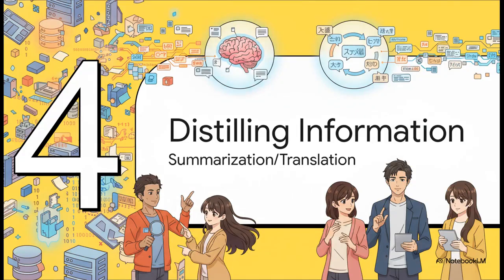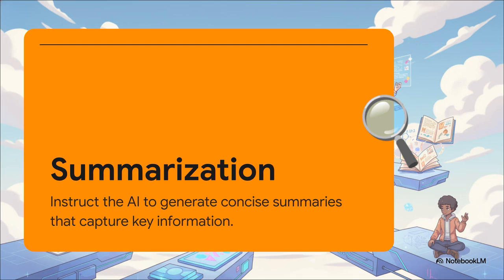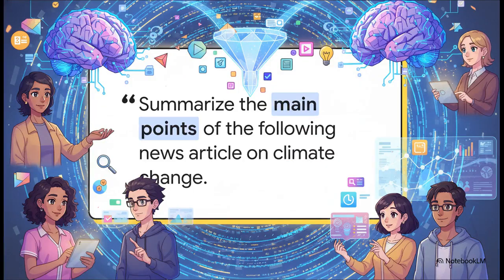Okay, next up, let's explore how prompts can help us boil down information that already exists, starting with two really useful ones: summarization and translation. Summarization is just a massive productivity hack. It's how you conquer information overload, taking a long research paper or a dense report and just getting the essential points. And the prompt can be that simple.